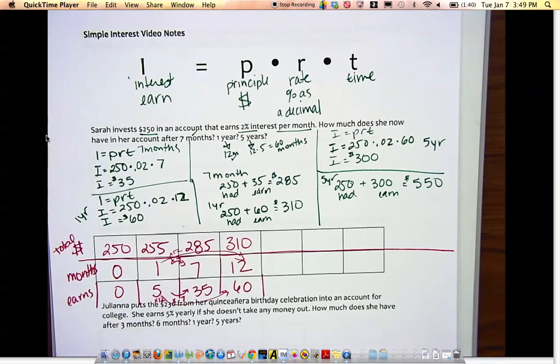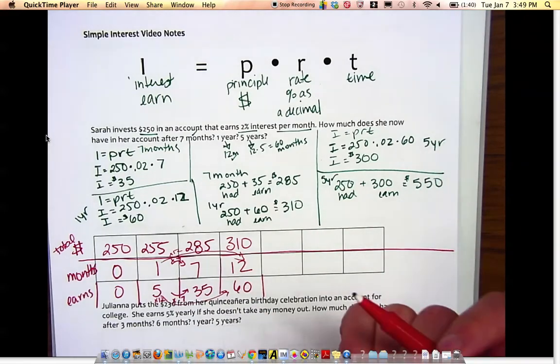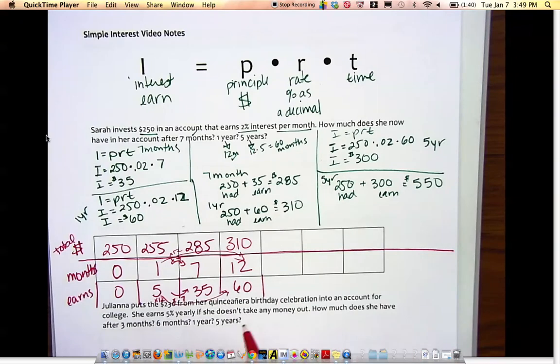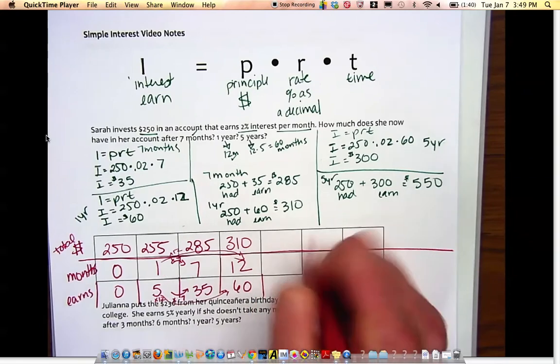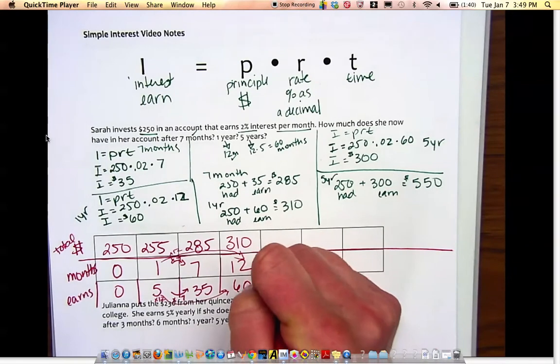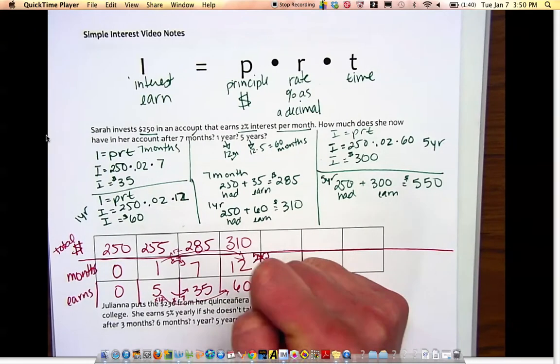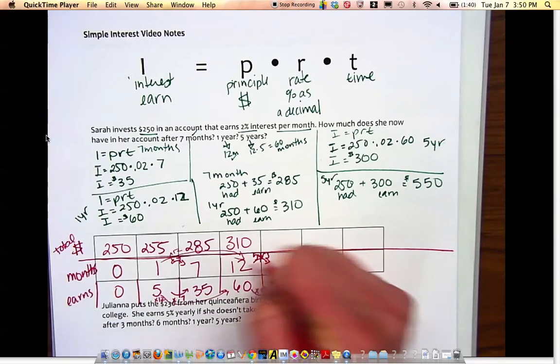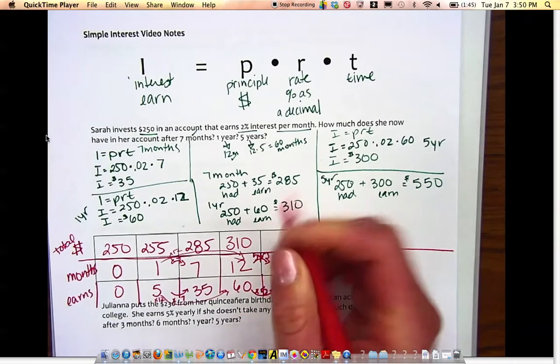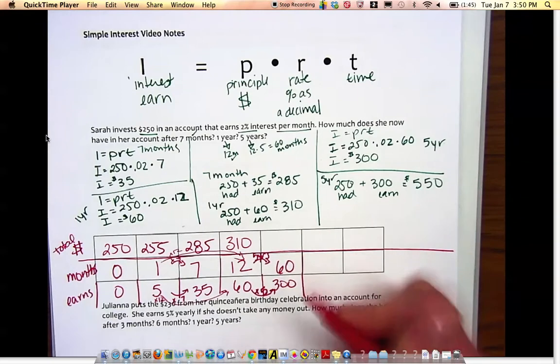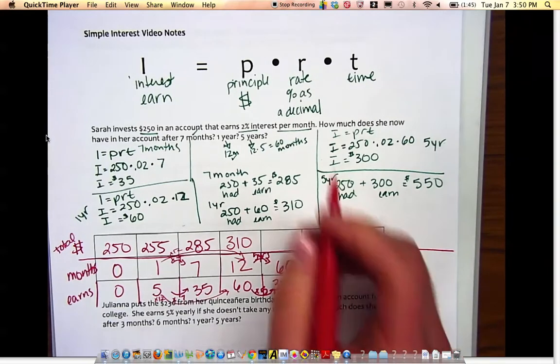All right. So now the question says 2 years, but I think I want to do, this is what she has at the end of 1 year. So I think I'm going to multiply that times 5 because I want to go to 5 years. So times 5, because I know this 12 months is 1 year. So 12 times 5 is going to be 60 months. 12 times 5 is 300. Add that to our original amount, and we get 550.